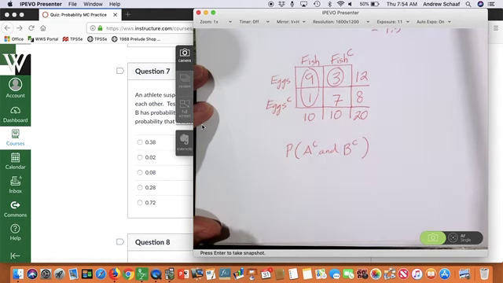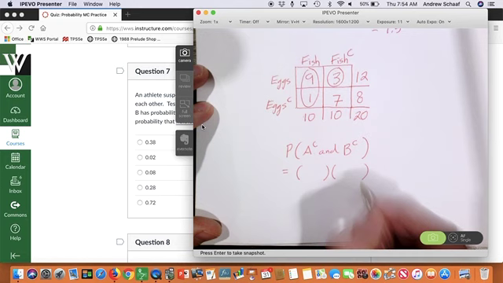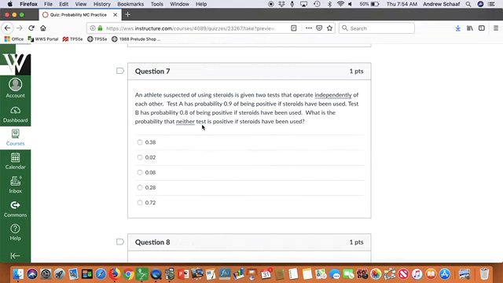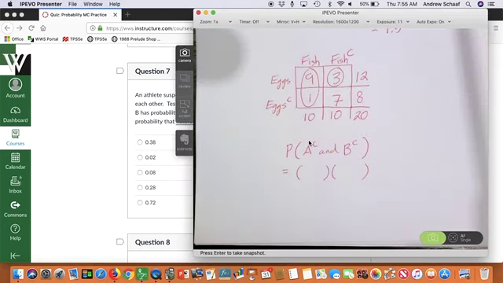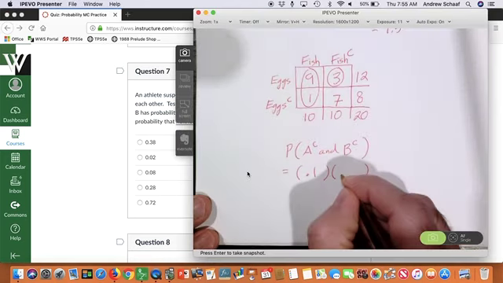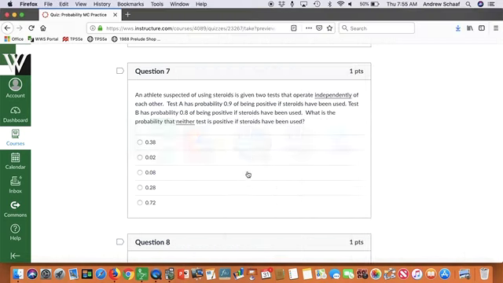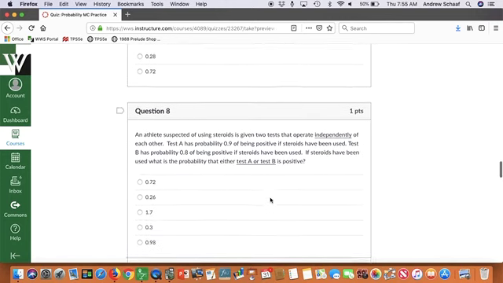No problem, they work independently of one another, so I can simply multiply the 2 probabilities together that I care about. So here, A has a probability of 0.9 of being positive. That means that the probability of it being negative is 0.1. B has a probability of 80% of being positive. That means that its probability of being negative is 0.2. And if I multiply those together, I get 0.02. That's the probability that neither test is positive. That's the probability that both of them are negative.